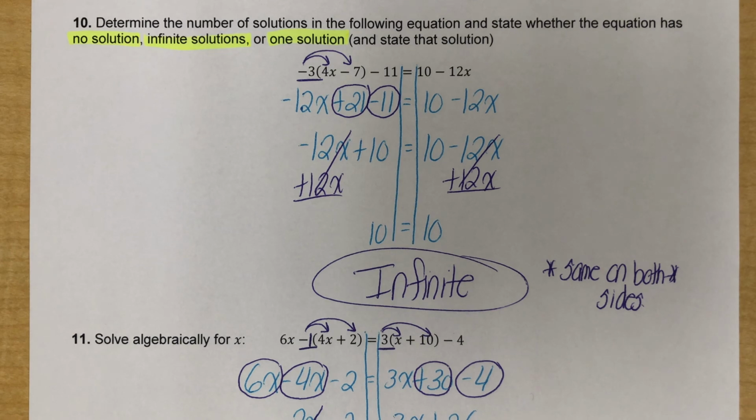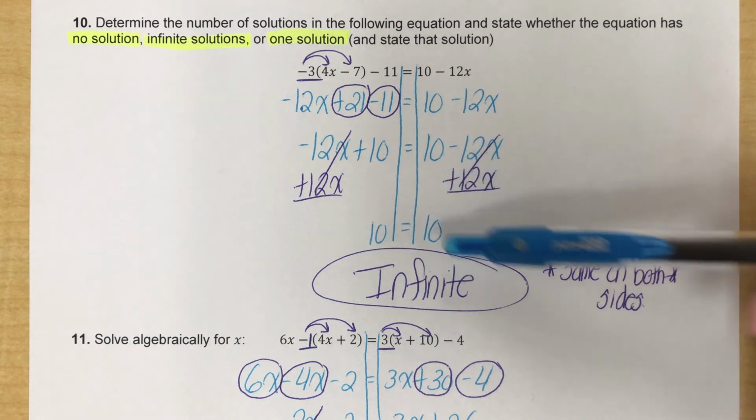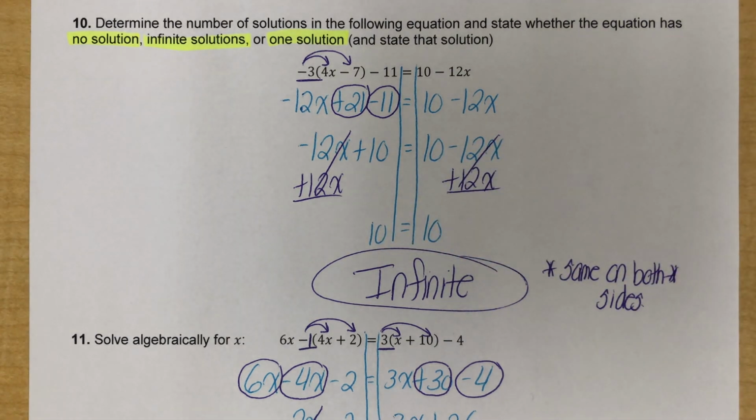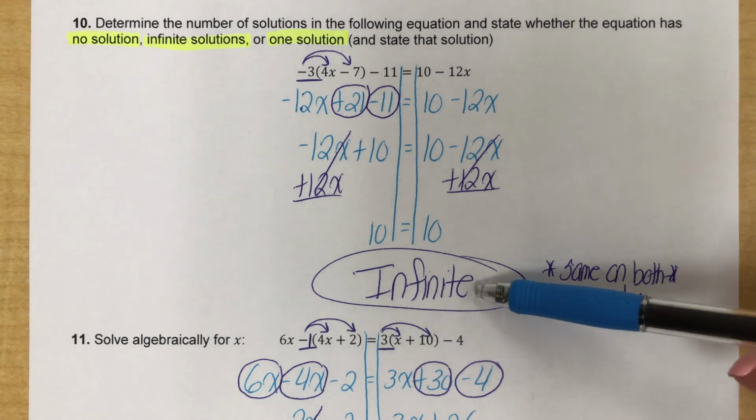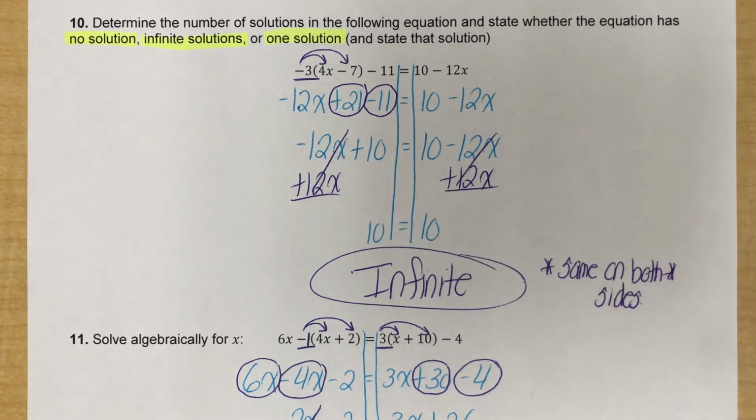So as I solve this through, it turns out that I was just left with a 10 on the left and a 10 on the right. Since I had the same number on both sides, it was an infinite answer choice. And again, it's infinite because it was the same on both sides, 10 and 10. It could have been 5 and 5, 30 and 30, all right?